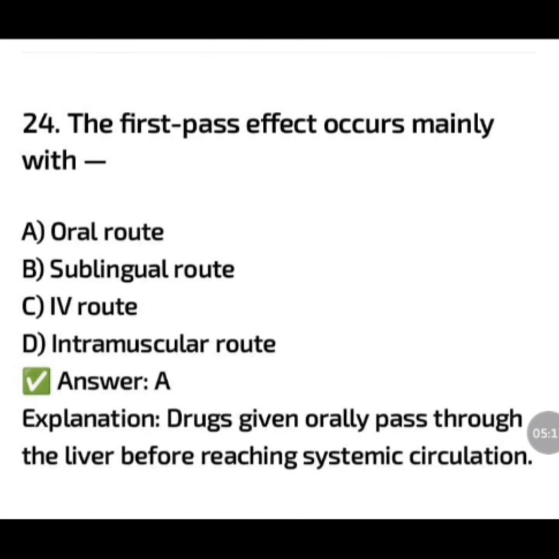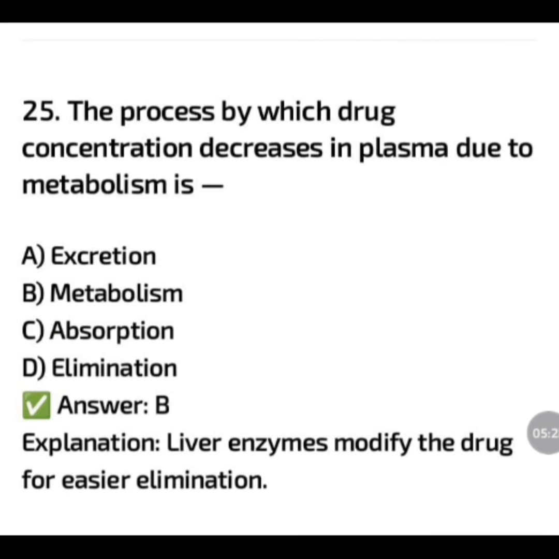The first pass effect occurs mainly with the oral route, sublingual route, IV route, intramuscular route. The correct answer is option A, oral route. Drugs given orally pass through the liver before reaching systemic circulation. The process by which drug concentration decreases in plasma due to metabolism is excretion, metabolism, absorption, elimination. The correct answer is option B, metabolism.